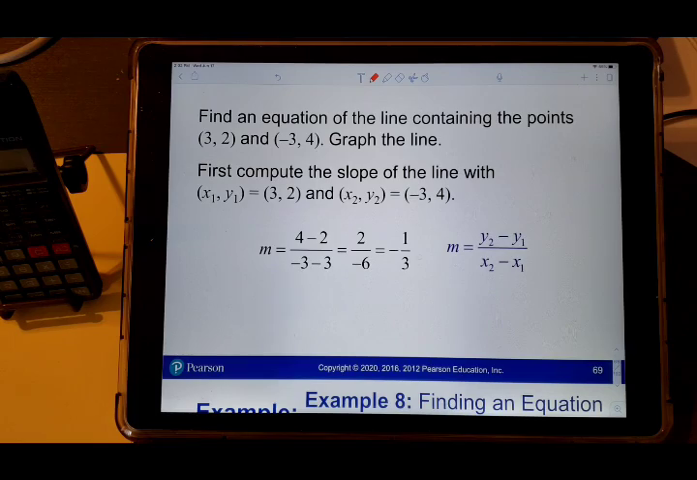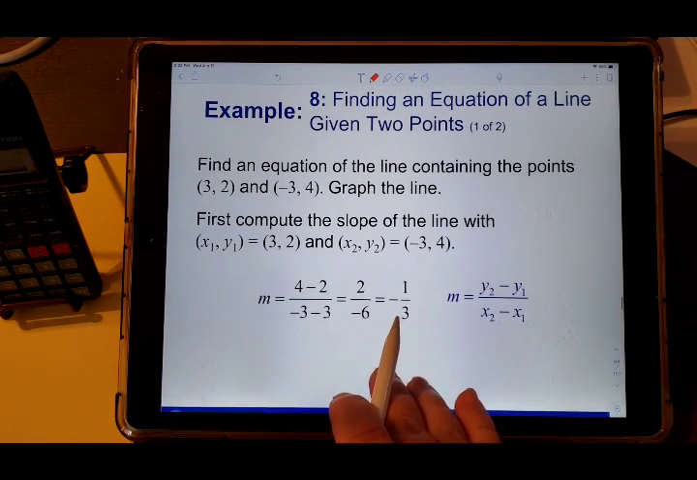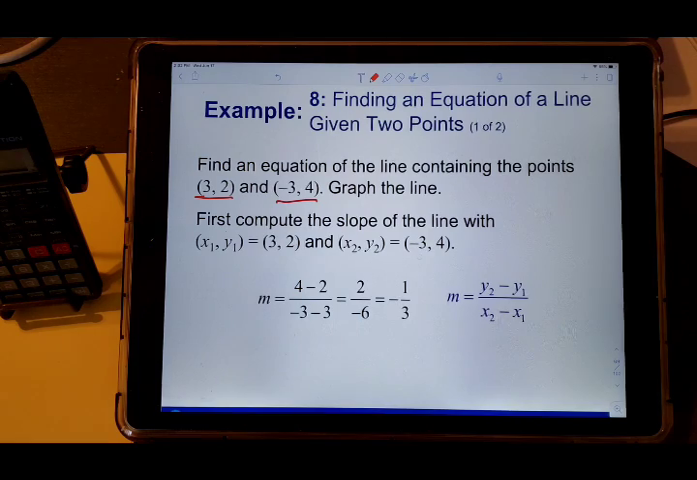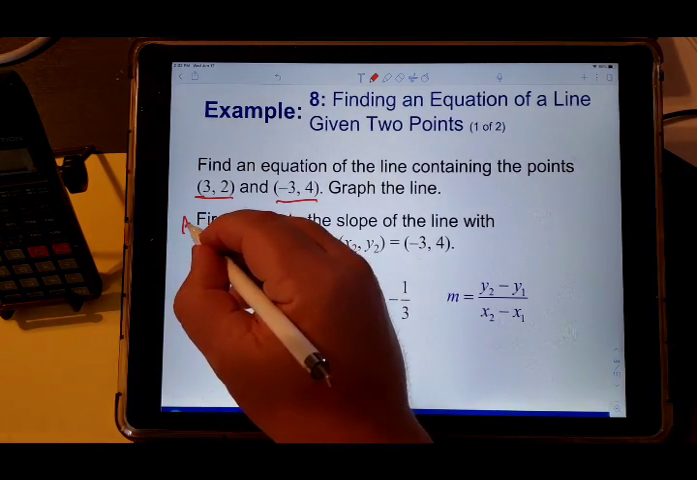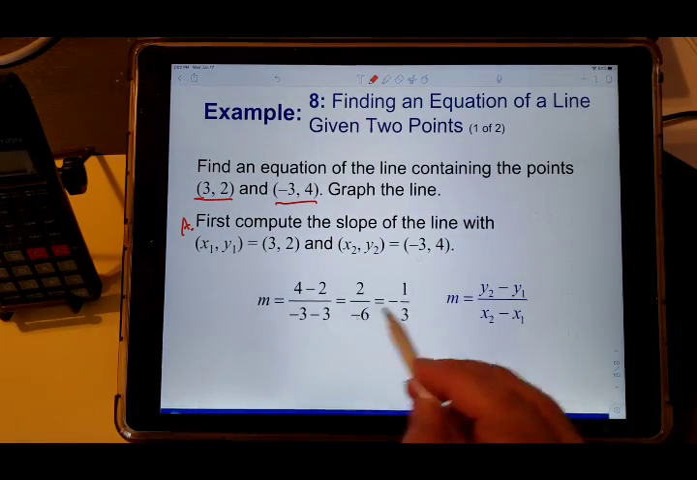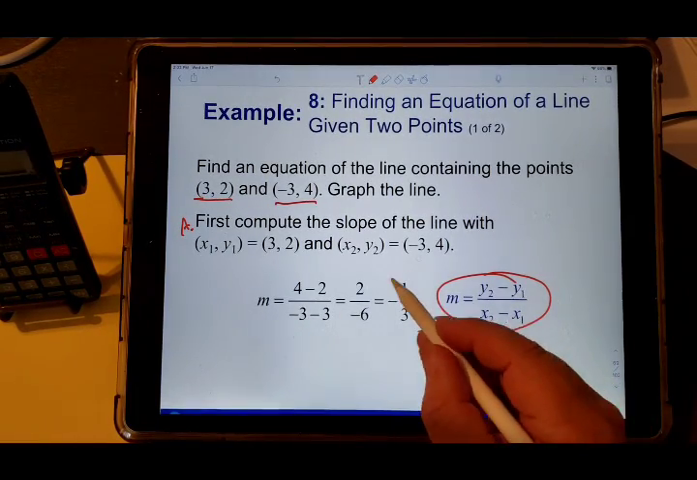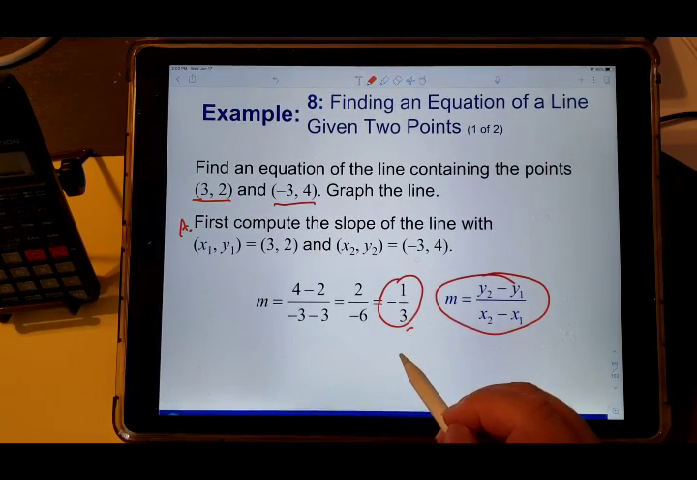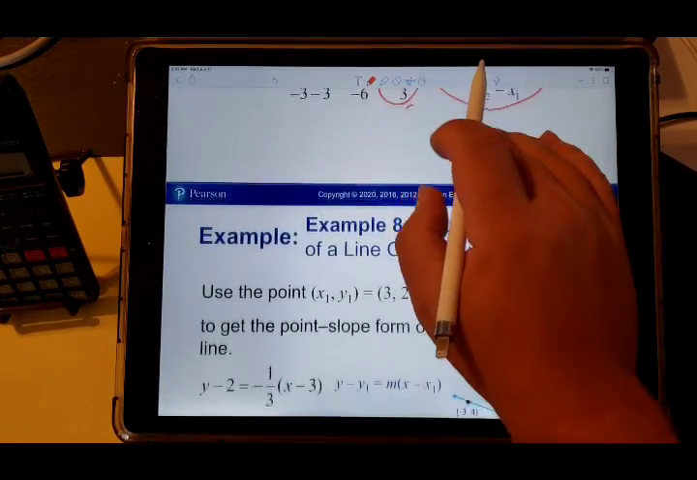So here's a multi-part example. We're given 2 points and we want to find the equation of the line. So step 1 is find the slope. We find the slope using this formula, and it's just from the substitutions, -1/3.